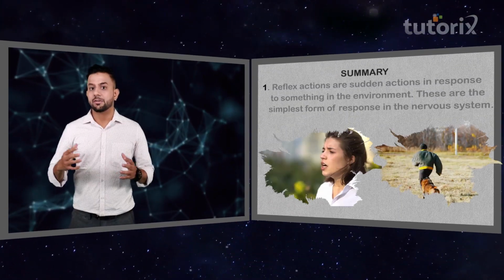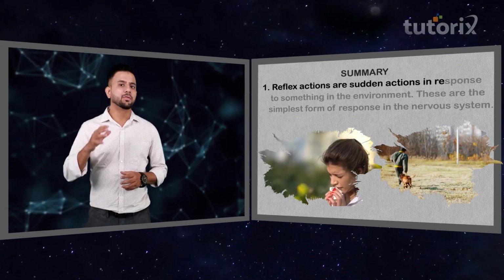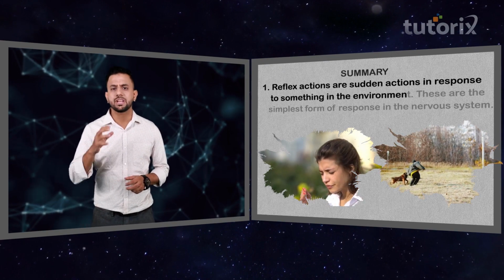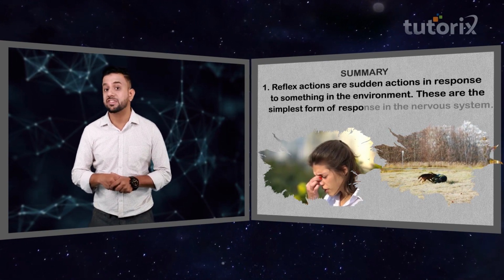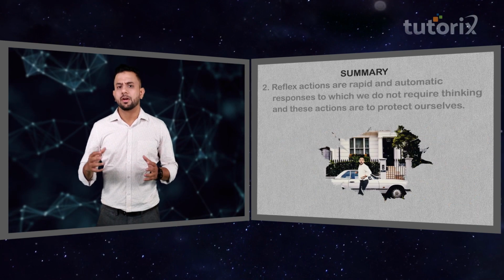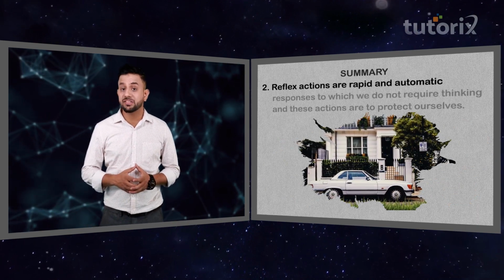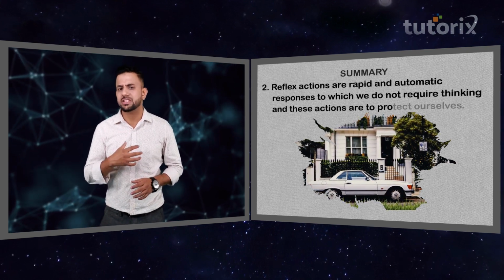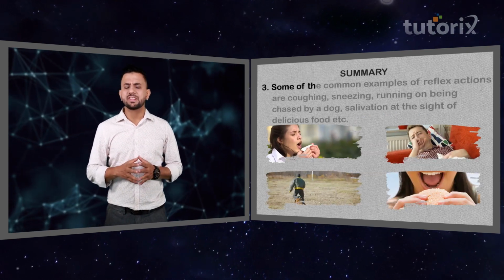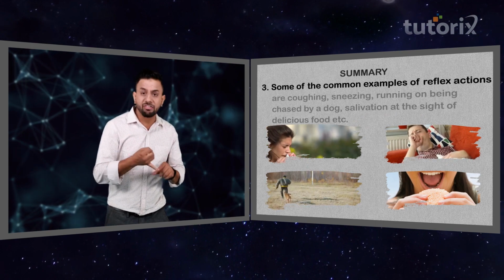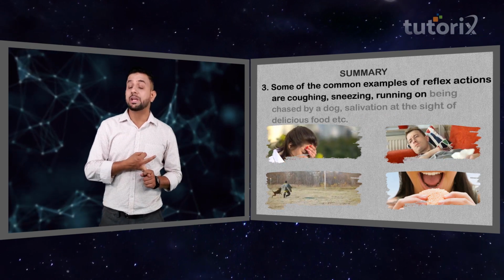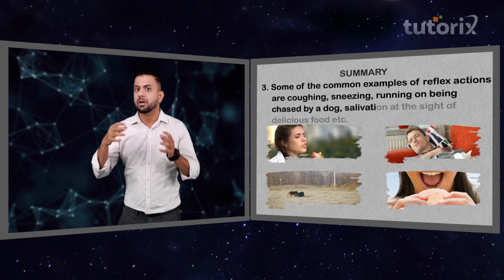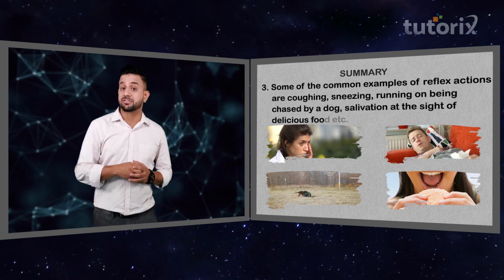So let's conclude the session, but before that, let us summarize important points. Reflex actions are sudden actions in response to something in the environment. These are the simplest form of response in the nervous system. Reflex actions are rapid and automatic responses to which we do not require thinking, and these actions protect us. Some of the common examples of reflex actions are coughing, sneezing, running on being chased by a dog, and salivation when you see very delicious food.